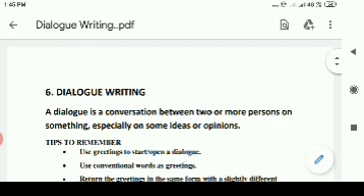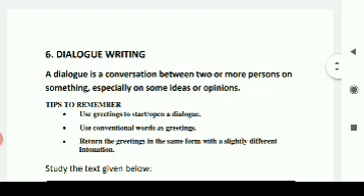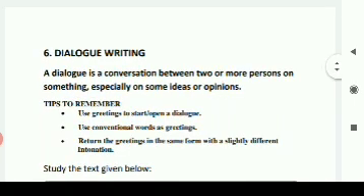Today, our topic is dialogue writing. Let us try to discuss dialogue writing. I am displaying certain lines on your screen. Now, see, a dialogue is a conversation between two or more persons on something, especially on some ideas or opinions, right? It is simply a conversation between two or more people on some issue, especially on some ideas or opinions they want to share with one another.